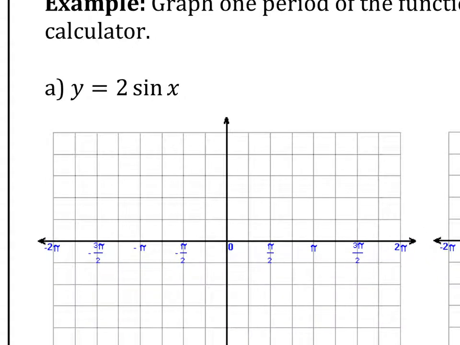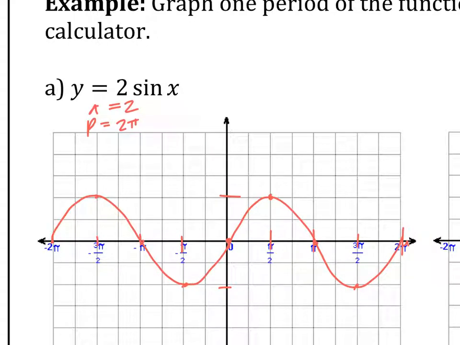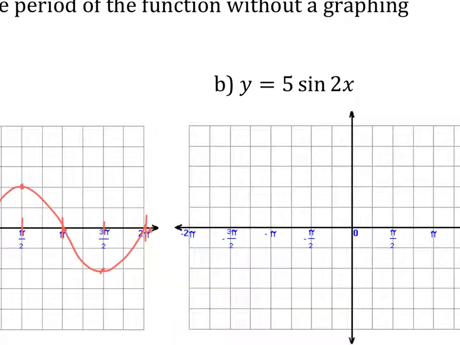Okay, 2 sine x. So amplitude is 2, period is 2 pi. So we're going to go up to 2, down to -2. 2 pi is the period, break into half again. Start at 0, goes up, and then down, down, up. So this is the sine graph. Do the same on the left. All right, the one on the right is the same.